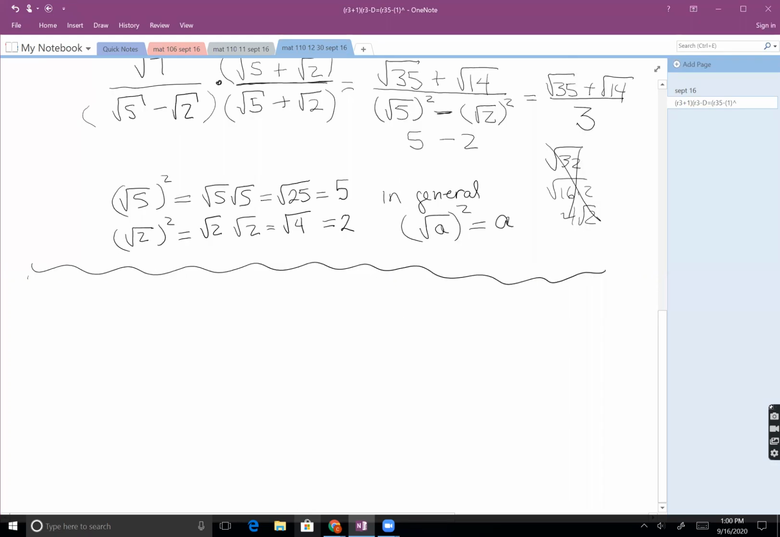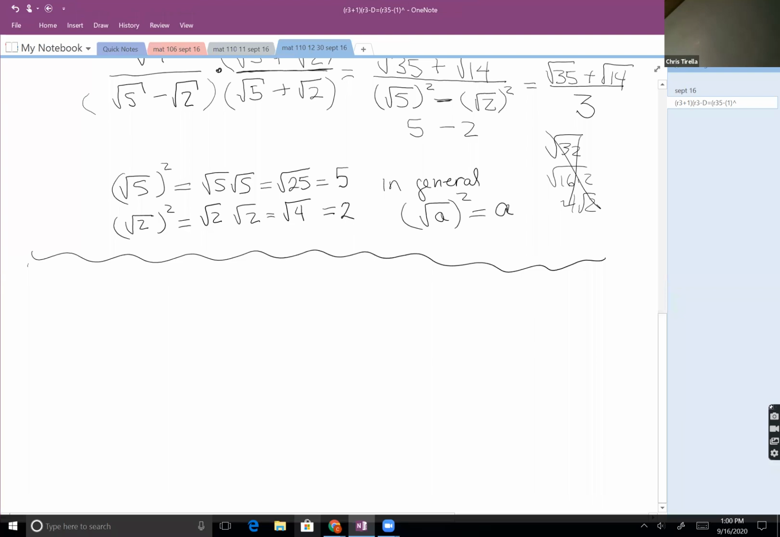All right. So next one, let's look at 15 over 3 plus the square root of 17. And this one, I'm going to shut up for a while. Does everybody have that problem written out?